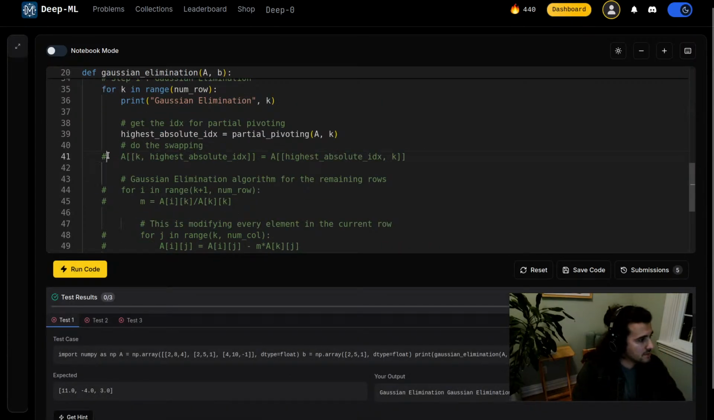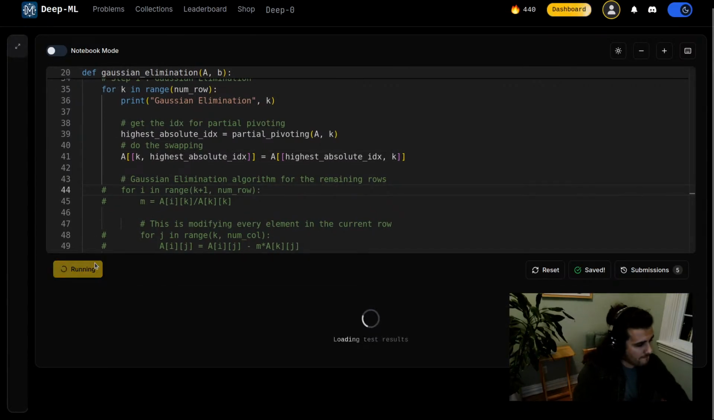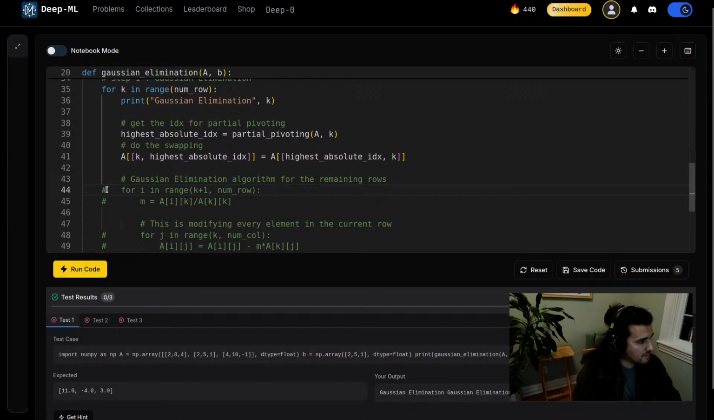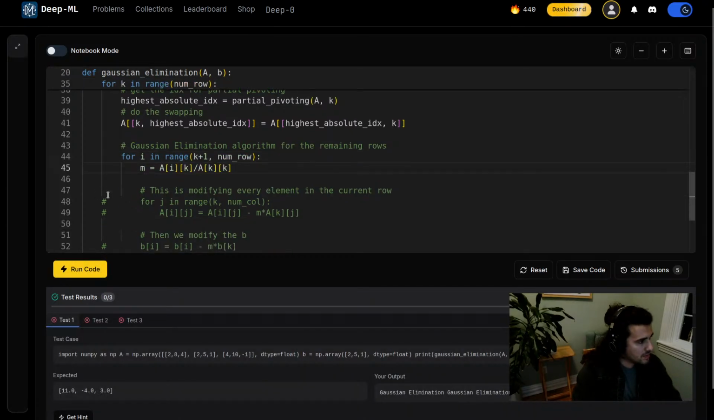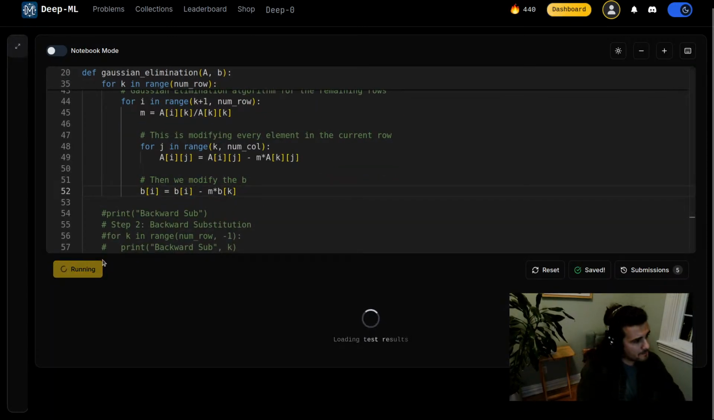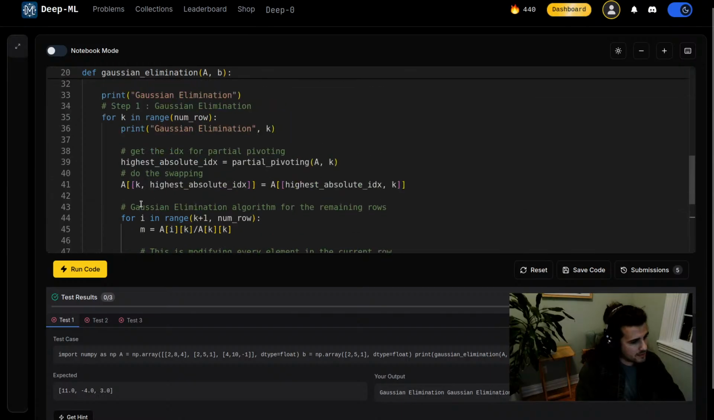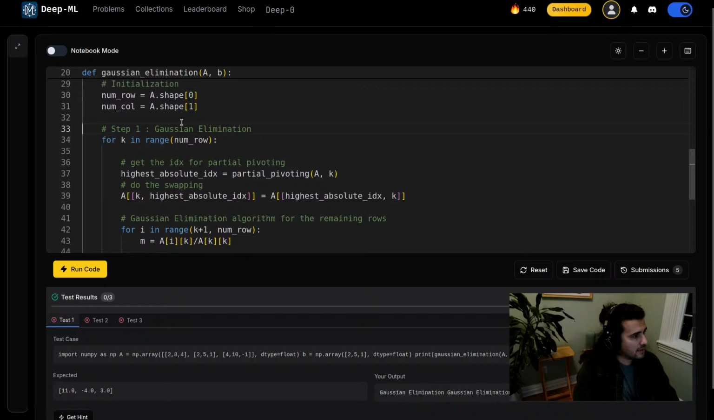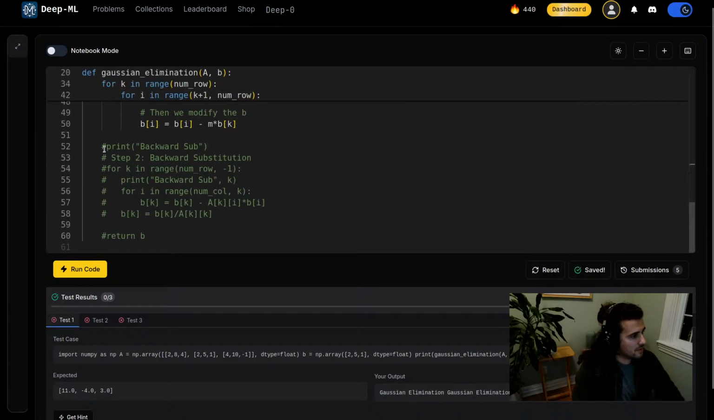That should be good. Yes, we're doing Gaussian elimination stuff. And then can we swap? Yeah, we're swapping stuff. And then can we do that part without breaking? Seems like it. This is good. So we're out of here. Now we just need to do the backward substitution, and return B.